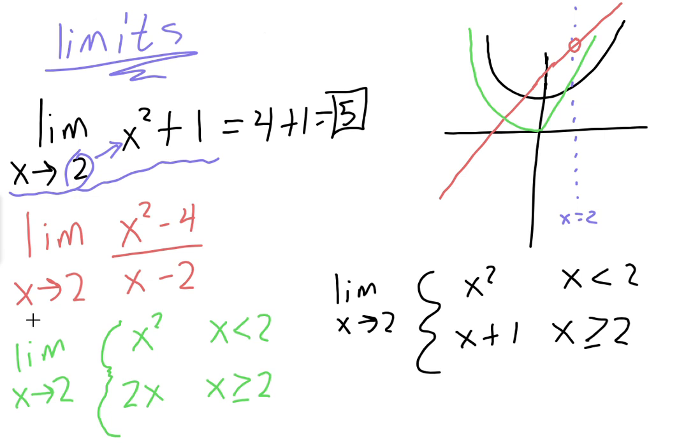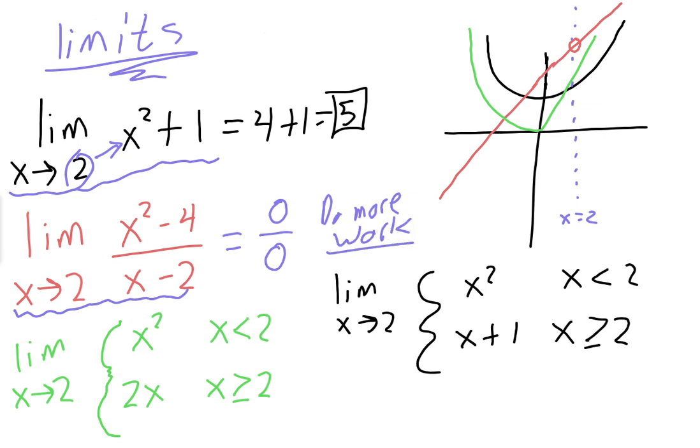Now, let's take a look at the next one. My advice on the first one still holds. If we have the limit as x approaches 2 of x squared minus 4 over x minus 2, still plug it in first to see what you get. But in this case, we're going to get 0 divided by 0. Now, if you get 0 divided by 0, that means do more work. That's what that means. It means I have no idea at this point what the limit is.